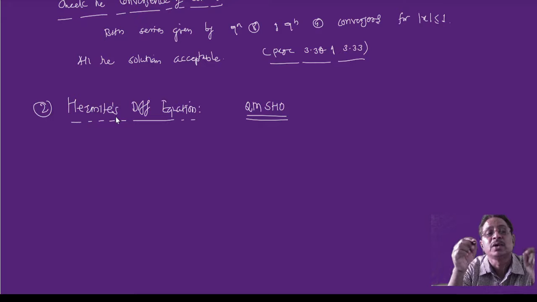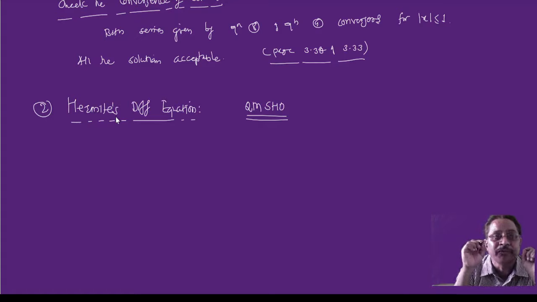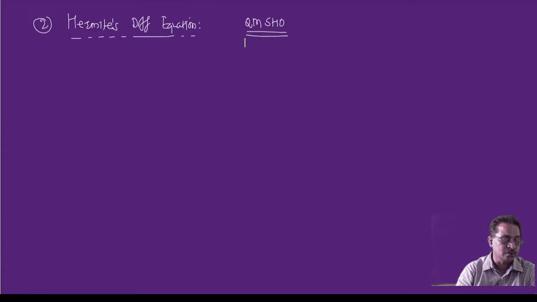But here we have to understand that this Hermite differential equation is one of the very common, simple equations, which has large applications in quantum mechanics as well as other branches of physics. So we are going to solve this Hermite differential equation using the series solution method. Okay, so let's write the form here.